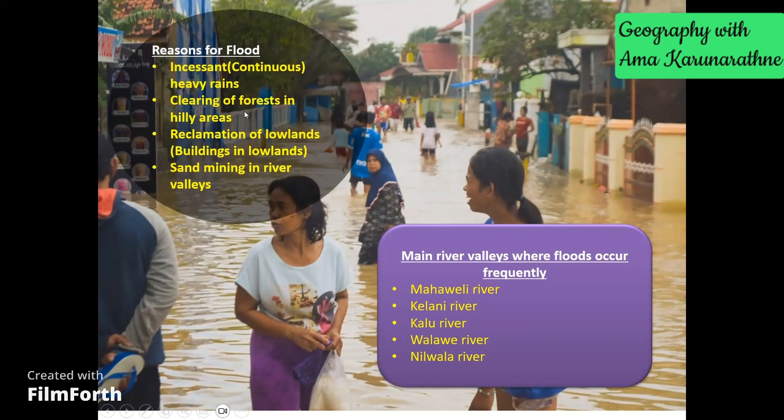Next one, clearing of forests in hilly areas. Okay, so when you clear forest cover in hilly areas, this also indirectly affects the occurrence of flood. How does it affect? That's because usually when there are trees, the roots of these trees absorb water. So in a way they help to minimize the possibility of flood. But when we cut these forests, then these roots cannot absorb water. They do not absorb water because the trees are already cut down. Then it indirectly causes flood.